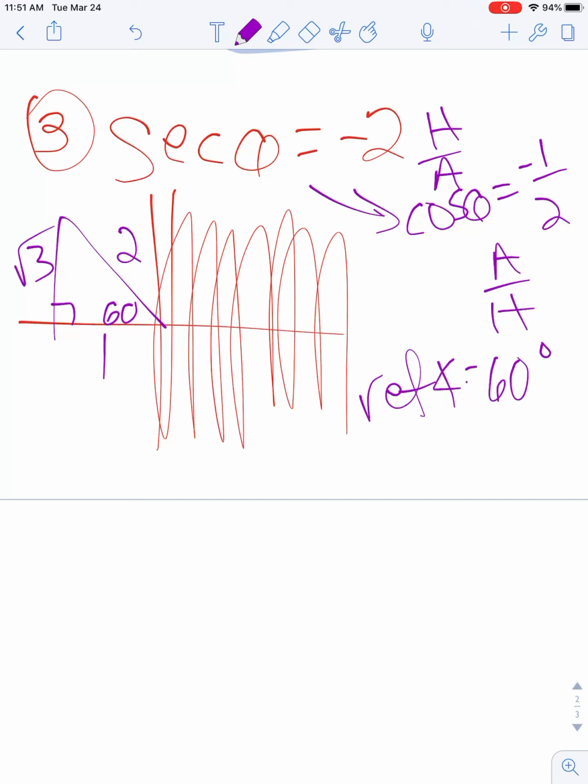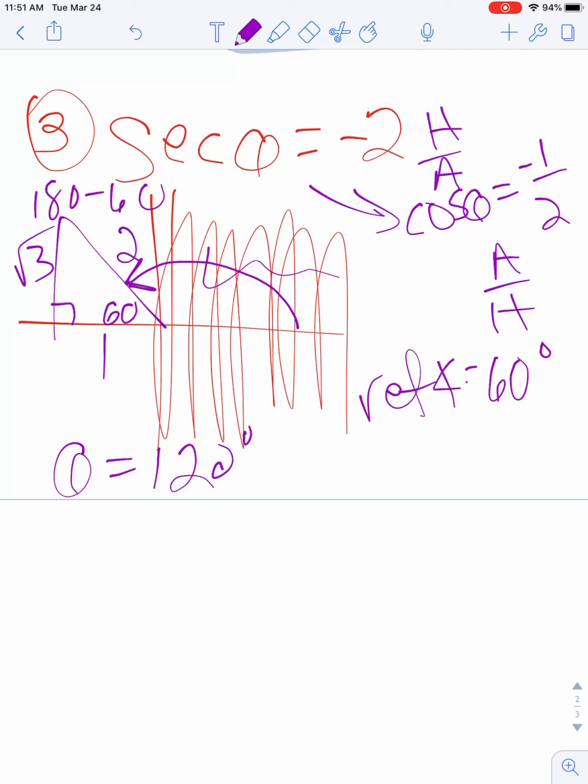Is that an answer? No, because that would be in the first quadrant. So I need to get that angle right there. So I'm not going all the way to 120 or 180. I'm going to be 60 less, so it's 180 minus 60. So one answer is 120.